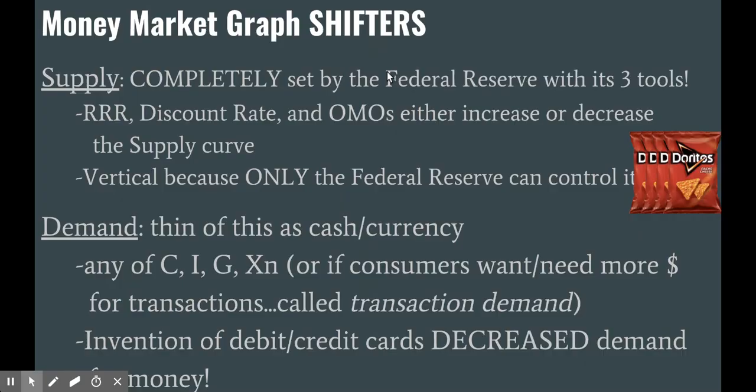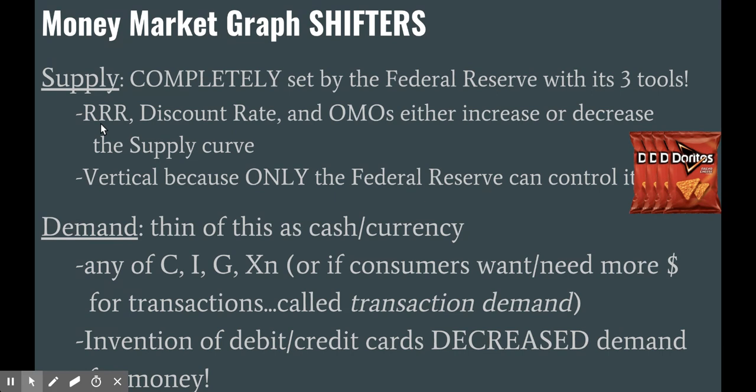So these are the shifters. Again, not going to read verbatim on here. The things that will shift the supply curve are one thing that we already know, the required reserve ratio. We'll get to that in the next video of how the Federal Reserve uses it. But these are the three shifters of the supply of money curve, the vertical one.